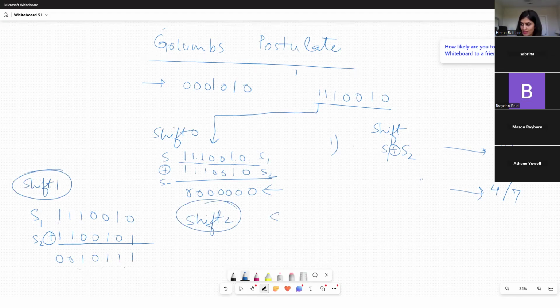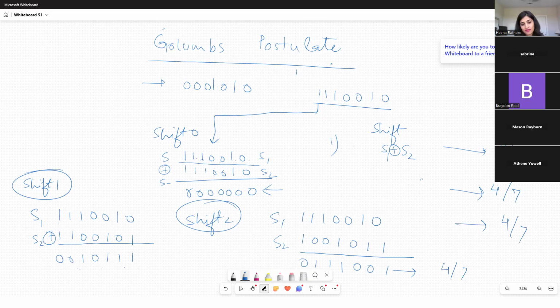So for shift 2, once again, your S1 would be your original value, which is 1110010. This time you will shift it twice. So this would be 100, 10, and 11. You shifted it two bits together. You will once again apply an XOR operation. So this time it is 1001110. Once again, the output coefficient value is number of ones, which is 4 over 7. So this is 4 over 7.